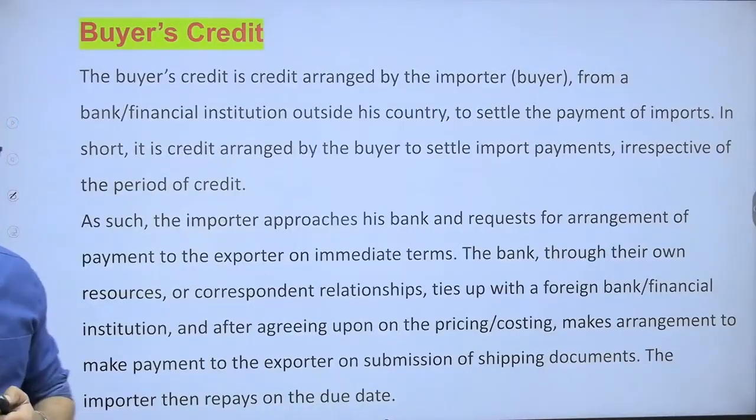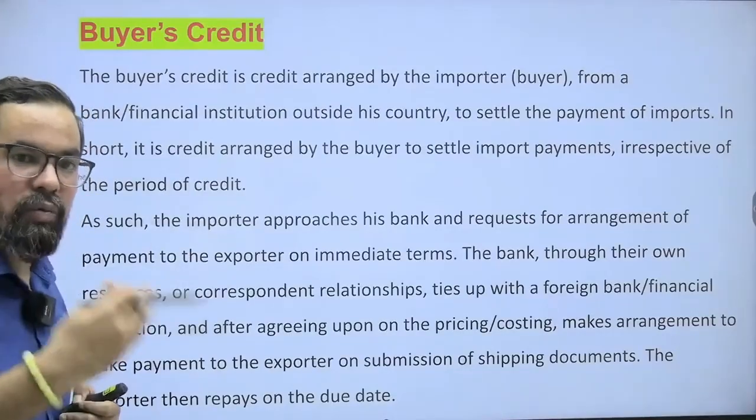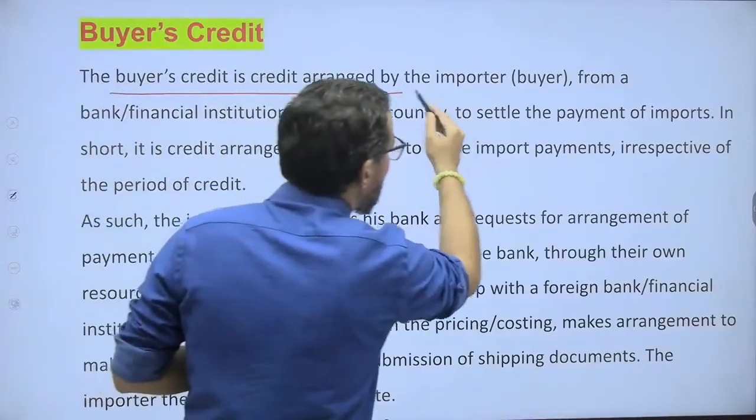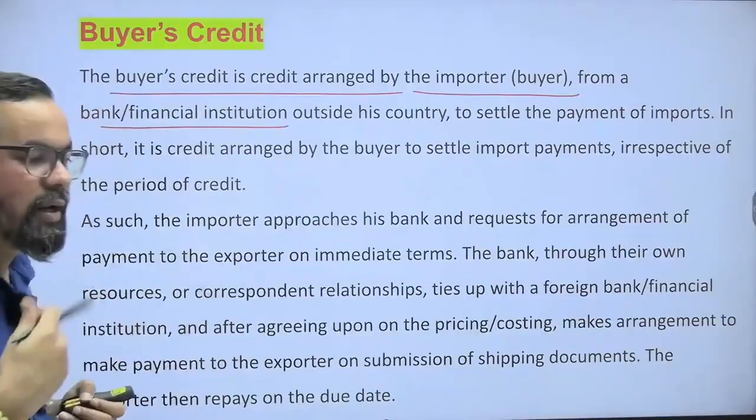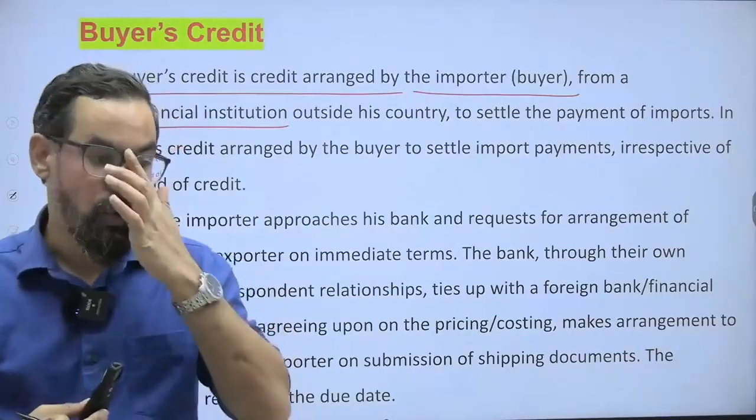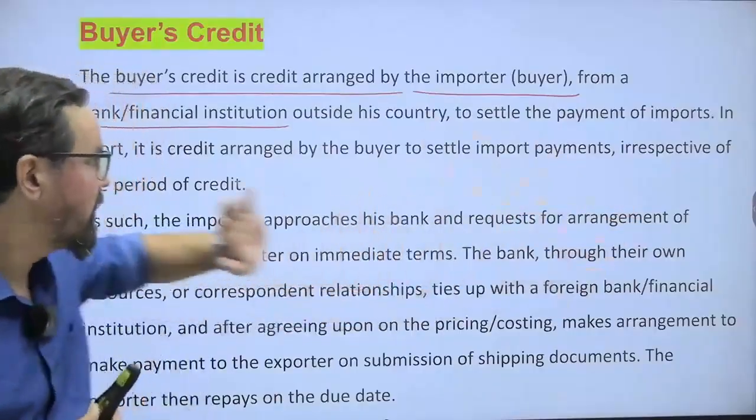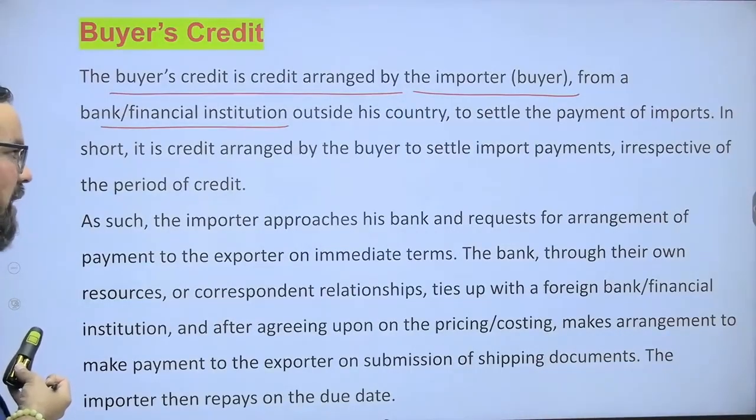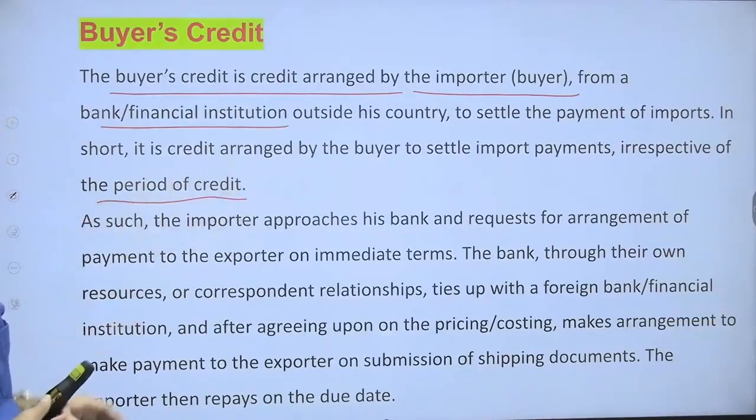Buyer credit, theek hai. Buyer credit is simple, like a term loan, a bank loan. We are taking a loan, we are manufacturing, we are selling, then we are repaying. So buyer credit is credit arranged by the importer, the buyer, for, let's say, an LC. Let's say I have to import some raw material from some other country, so I'm taking a loan from the bank outside the country to settle the payment of imports. In short term, it is a credit arranged by the buyers to settle import payments irrespective of the period of credit. I hope this is clear to everyone.